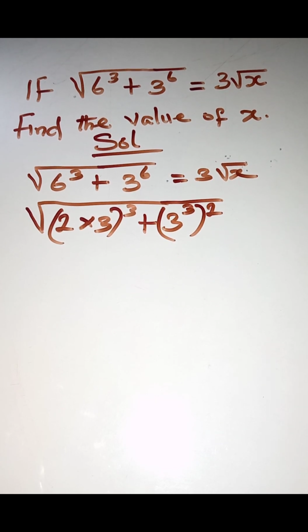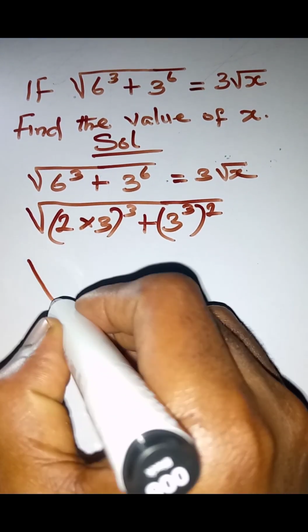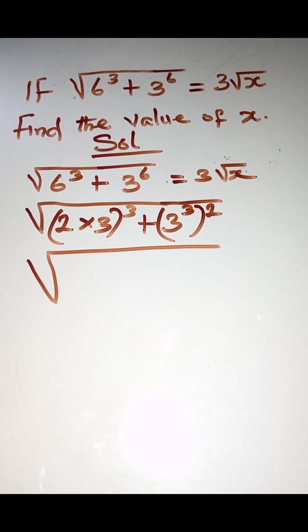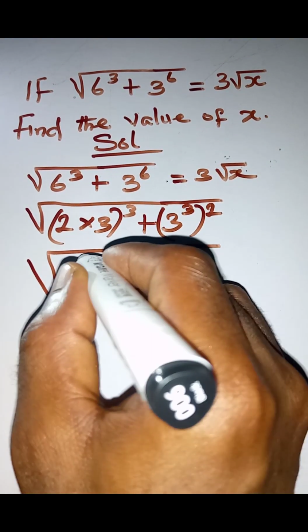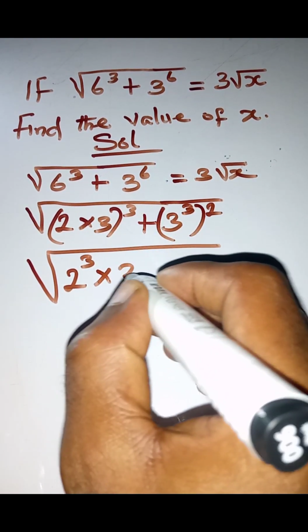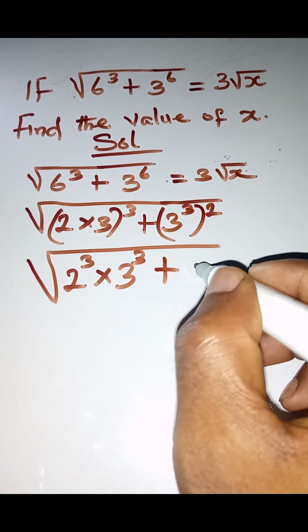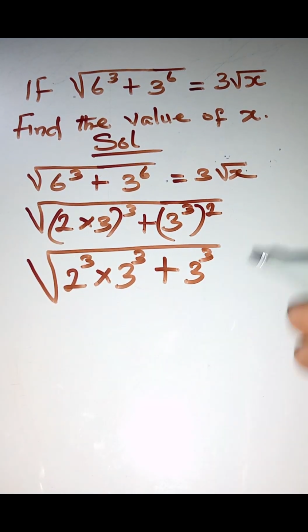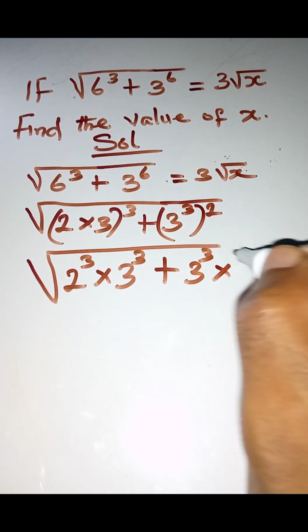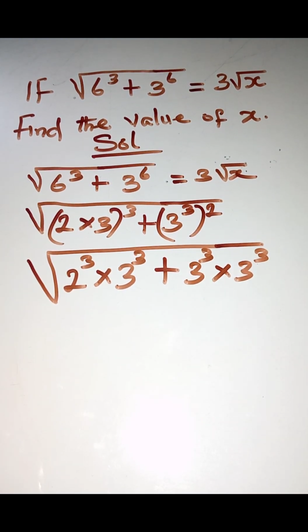Now let's get started. From here I can open this bracket, so if I do that, this is what I'm going to have: 2 to the power of 3 times 3 to the power of 3, then plus here I have 3 to the power of 3 in 2 places. That would be 3 to the power of 3 times 3 to the power of 3.